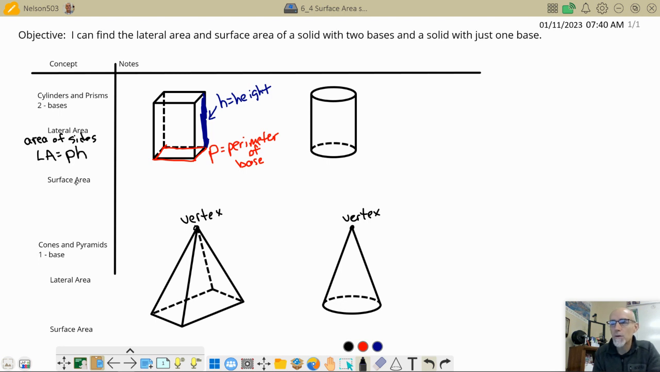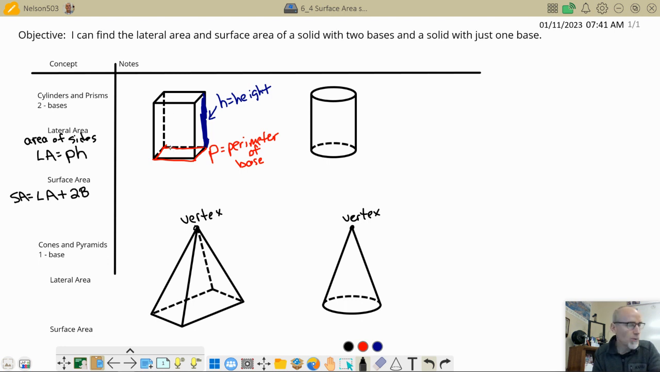Okay, the surface area is just the lateral area plus the two bases. So I'm going to put down 2, and I'm going to use a capital B for base, okay? And we abbreviate that with SA for surface area. Surface area includes the top and the bottom. So if the top and the bottom are squares, then you would multiply one dimension times the other dimension, and that would give you the area of that base, and then you'd multiply that by 2.